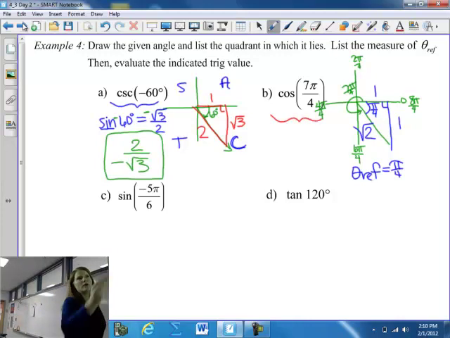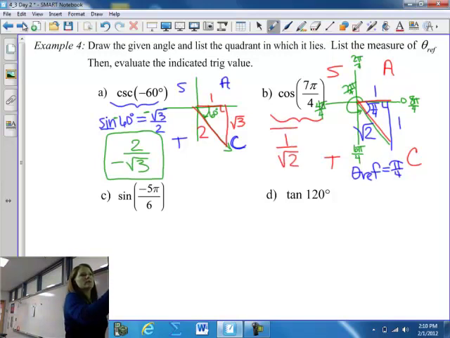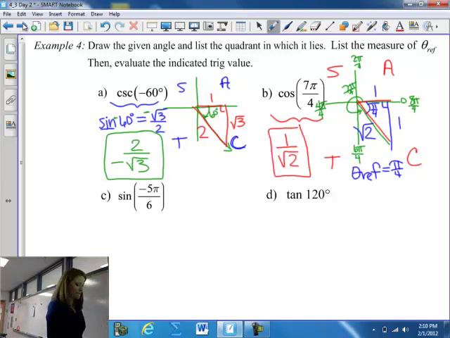The cosine is 7 pi over 4. So all students, take classes. Calculus. I'm in the C quadrant. All right. So my answer will be positive, and I need the cosine, which is x over r, so it's 1 over the square root of 2. I'm done. I don't have to flip anything over. Why? Because I have cosine, not secant or cosecant. Exactly. I don't have a reciprocal.